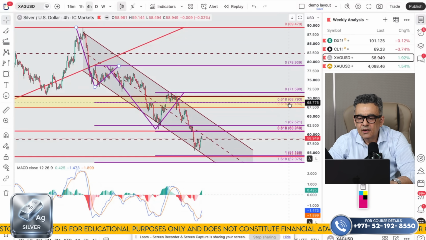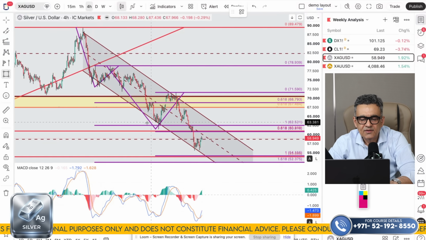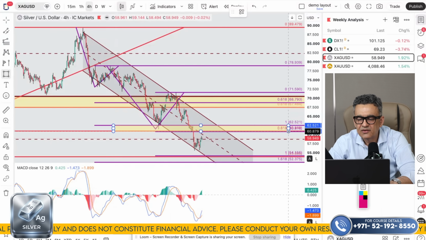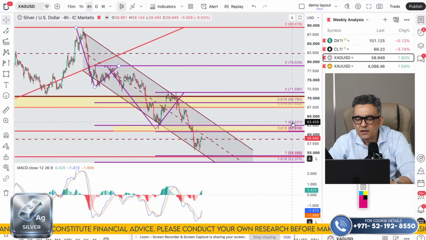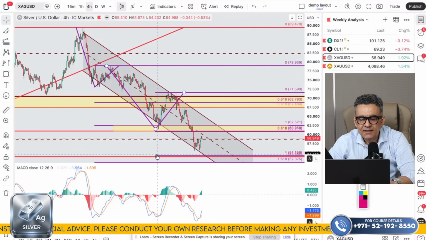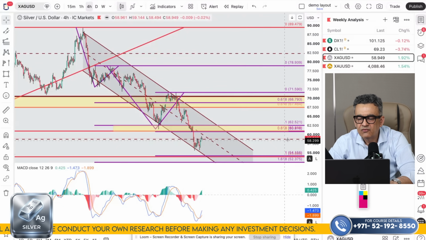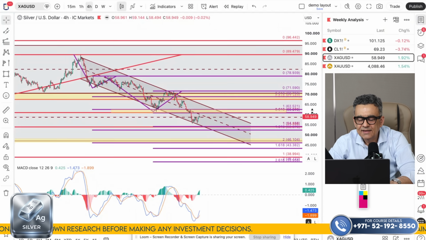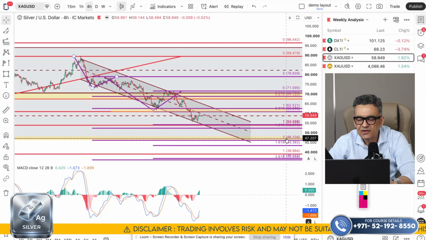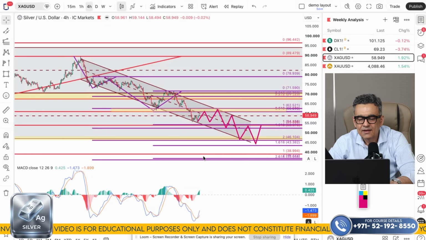So this is the area of resistance, and we have the closest area of resistance, which is in between 61 to 62.52. And the next major support is around 53.54. If I zoom out, then the next lower one is around 46. And in the long run, I'm expecting silver to retest 43.46, reverse. If it fails to reverse around 43.46, then it will rush towards 39, and then we'll see the reversal coming up.